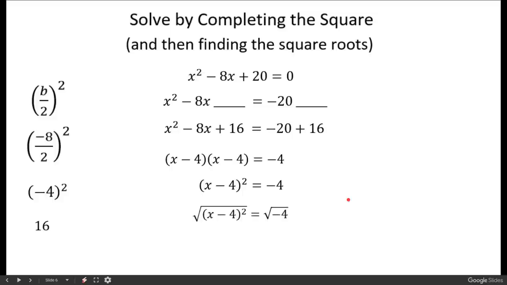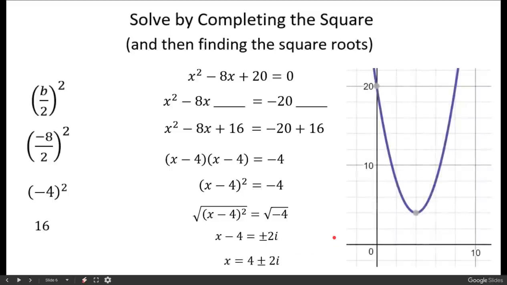We take the square root of both sides. We get x minus 4 equals plus or minus 2i. And then to solve for x, just move the 4 over. So we get 4 plus or minus 2i. And again, this one's imaginary. It has two imaginary solutions, so we won't have any x-intercepts.